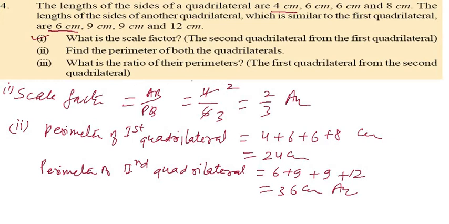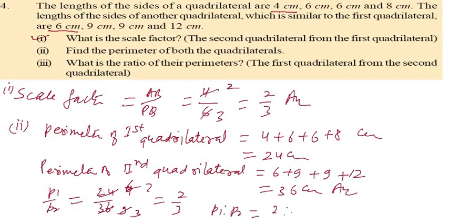Now what is the ratio of their perimeters? So you have to write P1 upon P2. It is 24 upon 36. So 4 6s are 24 and 4 9s are 36. So 3 2s are 6 and 3 3s are 9. So it is 2 upon 3. So the ratio P1 to P2 will be equal to 2 to 3. So that is your answer.